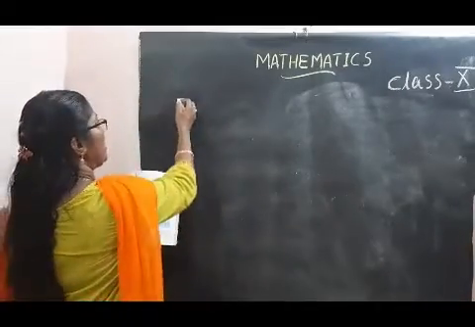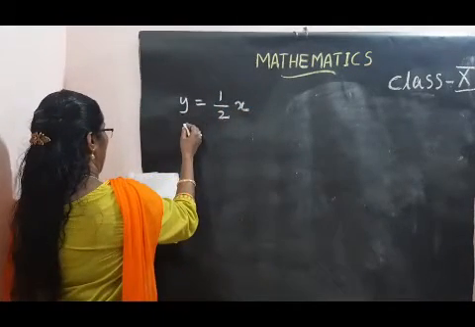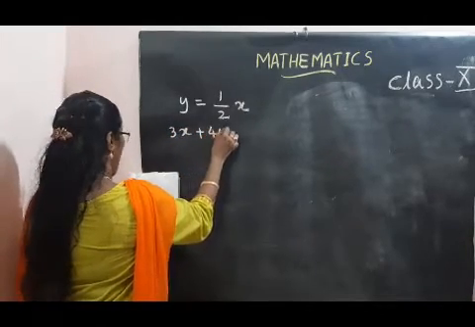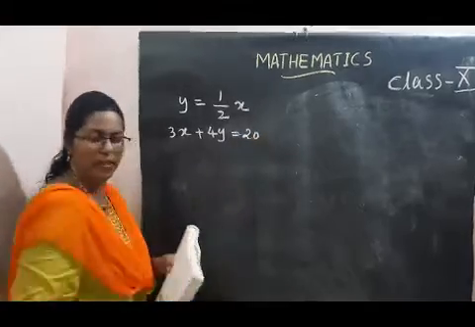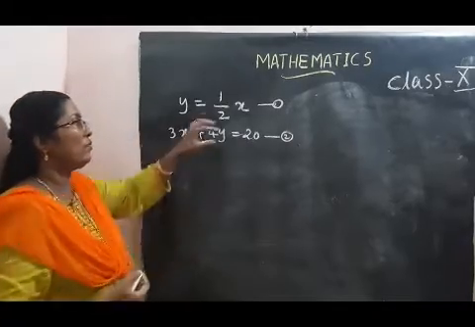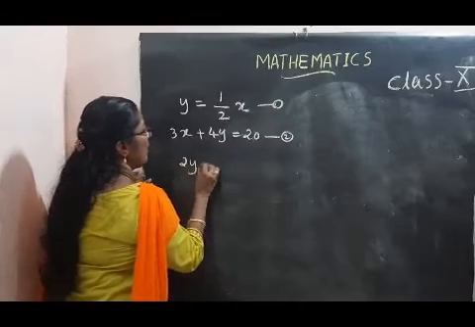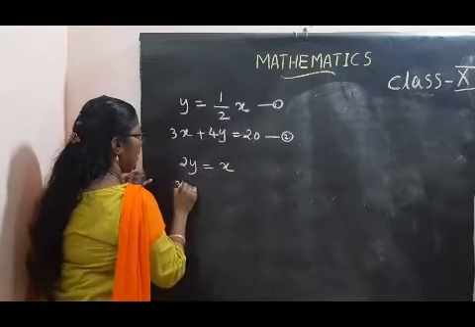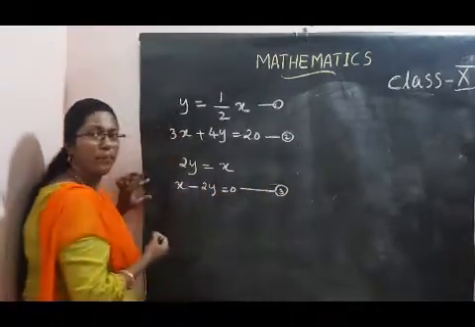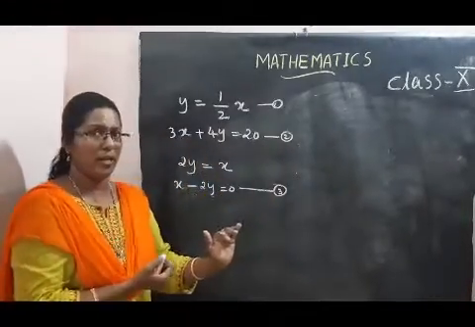Okay. Consider the pair of linear equations y equal 1 by 2 x and 3x plus 4y equal to 20. This is the first equation and this is the second equation. So, by rearranging this equation, 2y equal to x, and x minus 2y equal to 0, we get a new equation number 3, and we will represent these two in geometry.